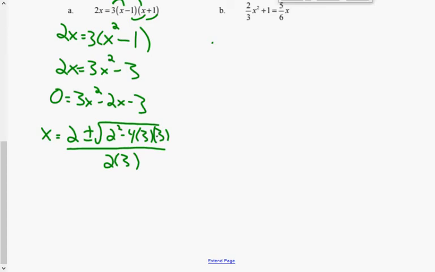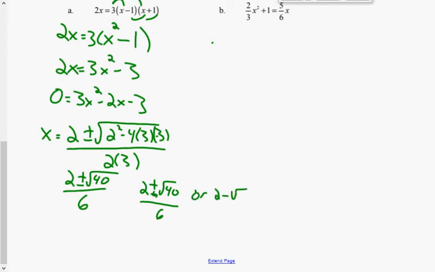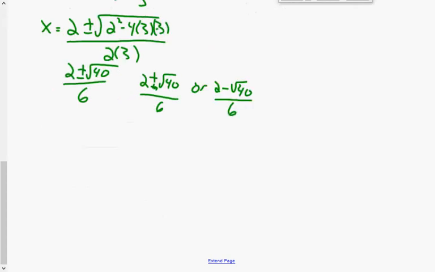Oh, -3 here. Remember, watch your signs. That's going to come 2 plus or minus 4 plus 36, which is 40, which is over 6. So you're going to get two answers: 2 plus 40 over 6, or 2 minus 40 over 6. Now, if you want to be so bold, I'll go down here and do it a little bit more. If you stop here for right now, this is fine. We haven't reviewed rational numbers or radicals at all.